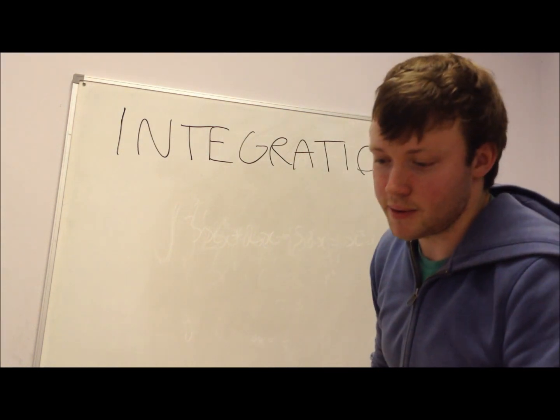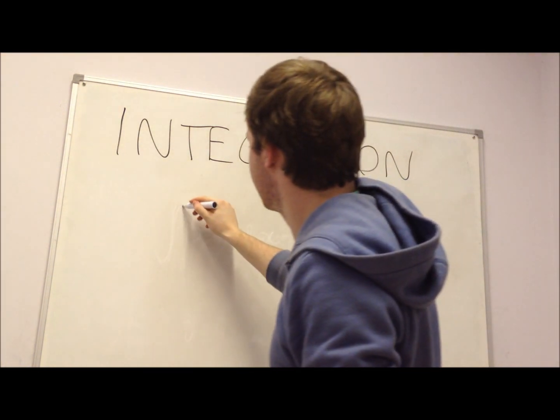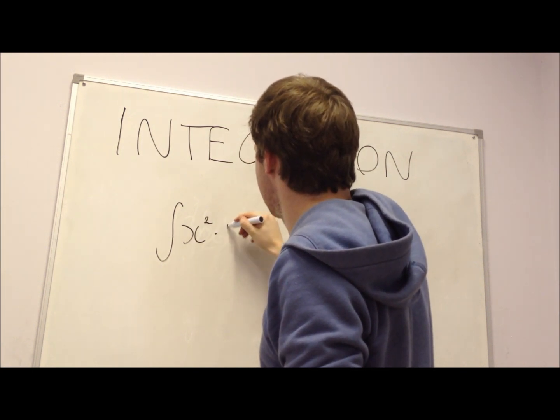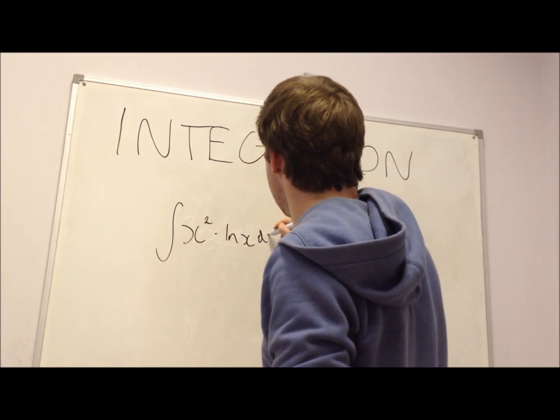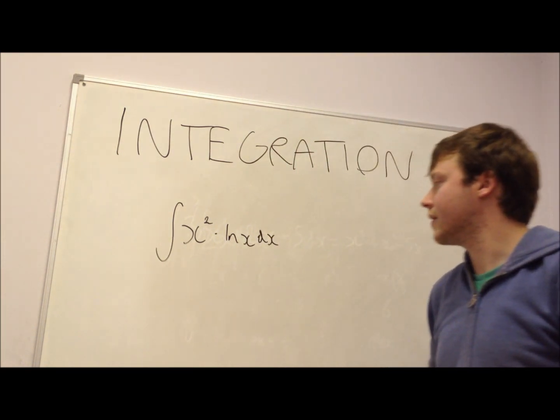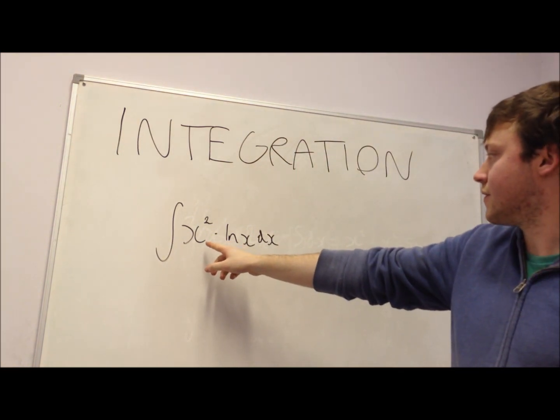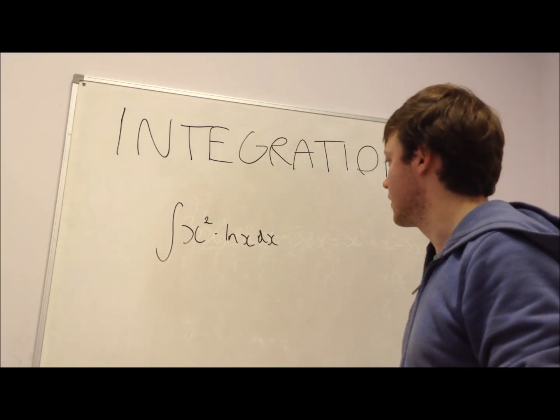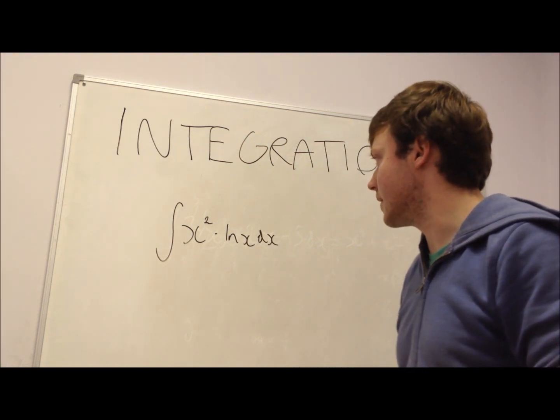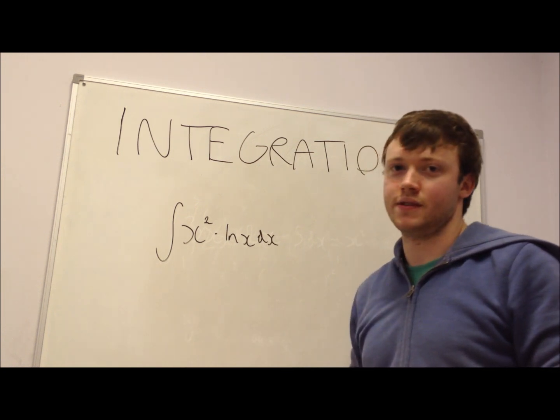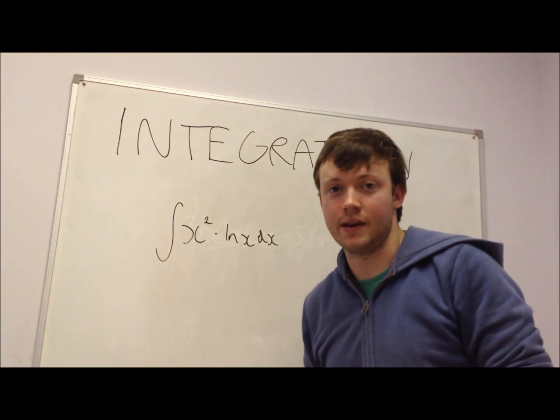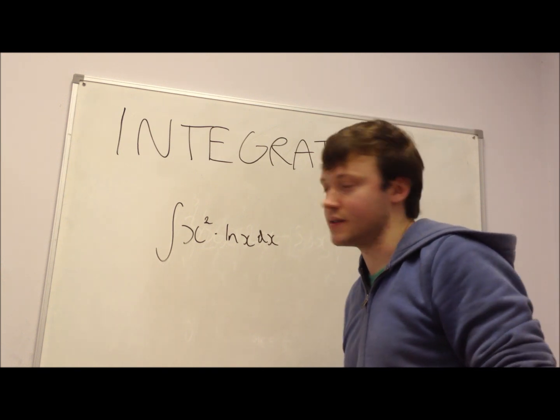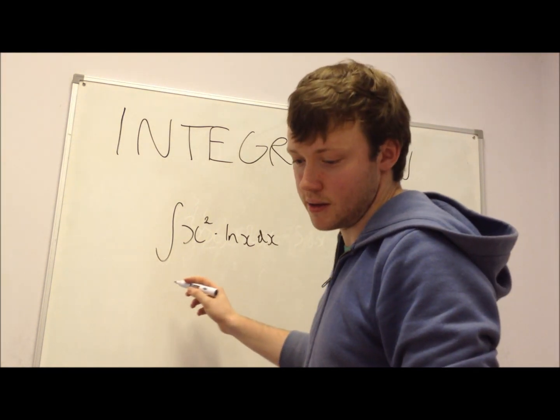However, what if we came across an integral that looked like this? Now we can't simplify these two separate functions into one term, so we have to treat them separately. And what we have here is a product of two functions. So the technique we need to use is called integration by parts, and this requires a formula that looks like this.